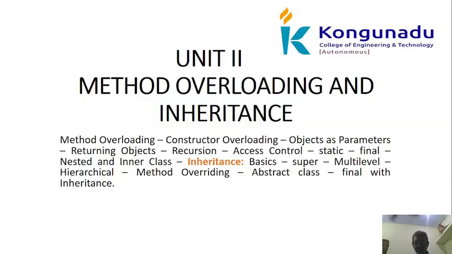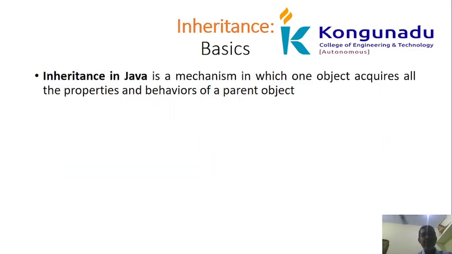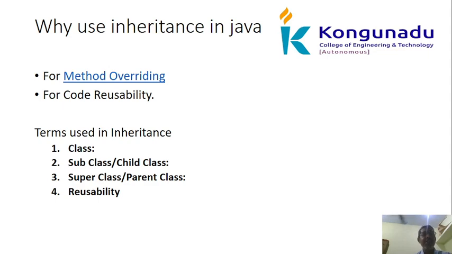Okay. The next topic we are going to see is the inheritance concept. We already know what inheritance is, as we saw in unit one. It acquires all properties and behavior from parent to child. Why we use inheritance in Java is for method writing and code reuse. If the same code would be written repeatedly, we can go for the inheritance concept.